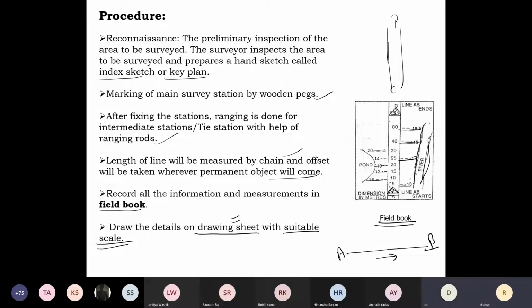Yes, anyone having any doubts? So first you will go for reconnaissance survey, and based on that, you will plan.